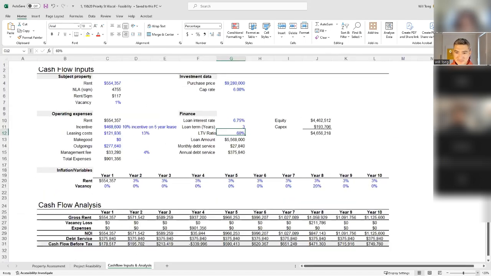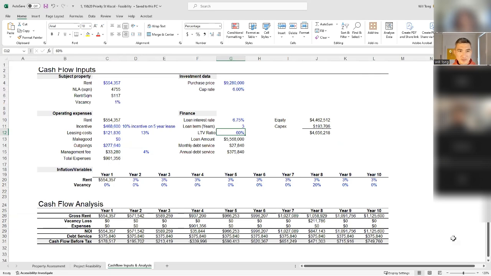Last tab. This is just a quick cash flow. I won't go into very much detail here, but basically, we're assuming 60% LVR on this property. So it's $4.6 million of cash required to buy the property, and that's the cash flow that you can expect going forward for the next sort of 10 years. Cool. Any questions on this one?